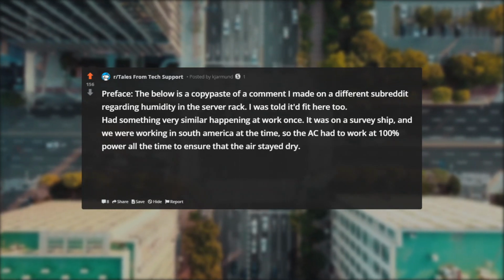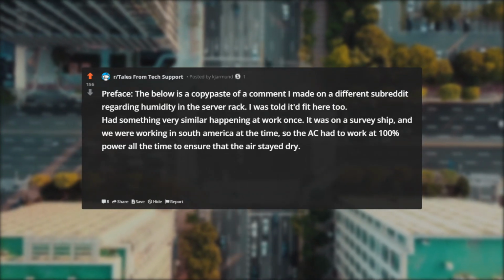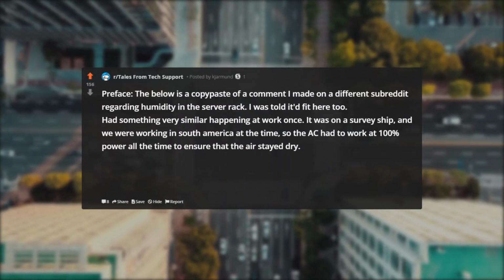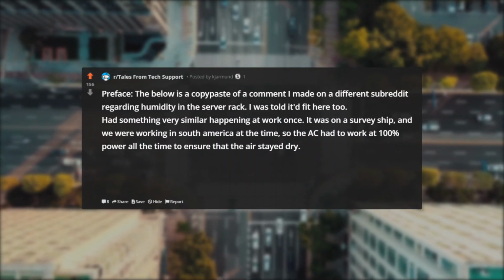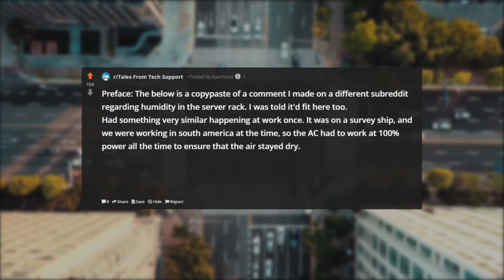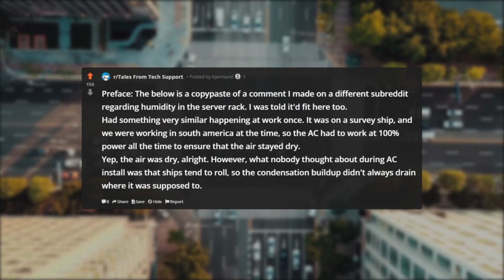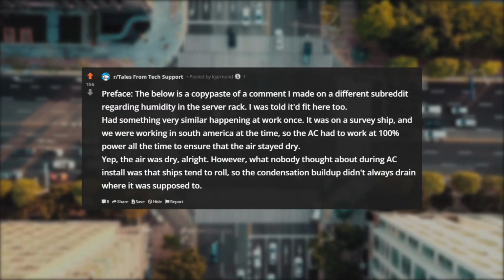Had something very similar happening at work once. It was on a survey ship and we were working in South America at the time, so the AC had to work at 100% power all the time to ensure that the air stayed dry. Yep, the air was dry all right.